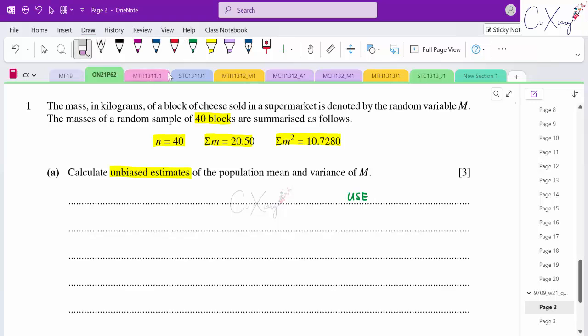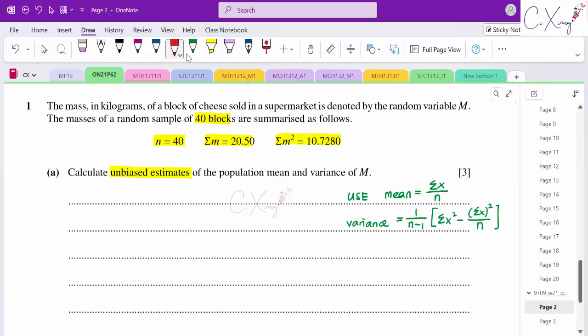I will just write it out here so that it's easier for us to refer. Let's have a look at the formula of the mean. The mean formula is very straightforward: summation of x divided by n. For our example, it will be summation of m divided by n. Then how about the variance? The estimate formula for the variance is 1 over n minus 1, times the summation of x squared minus the summation of x, whole thing squared, divided by the sample size.